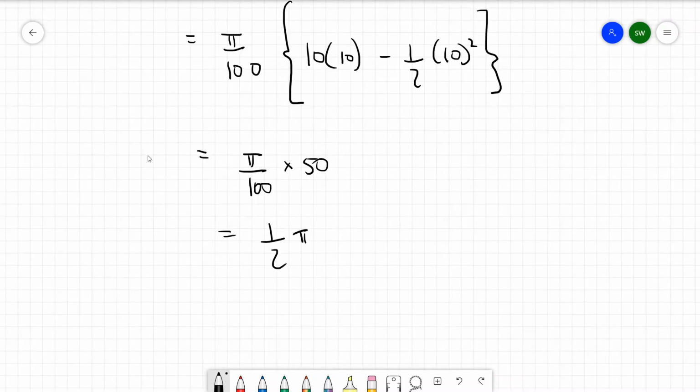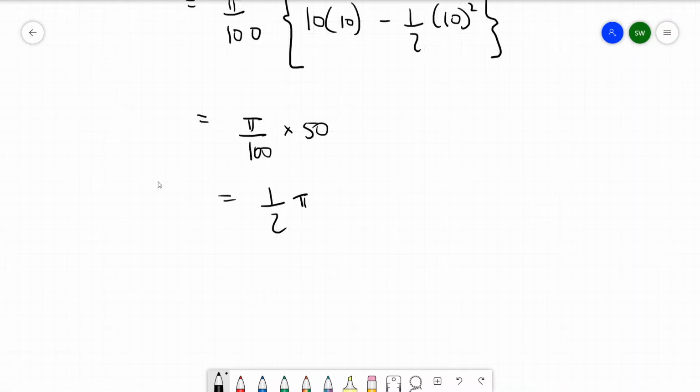Now, because we're solving a real life problem here, or a supposed real life problem, we should probably give a numerical value for that. So half pi is 1.57 to 3 sig fig. And we should also include units. Because the scale on the axes is centimetres, we know that this volume is going to be measured in centimetres cubed.